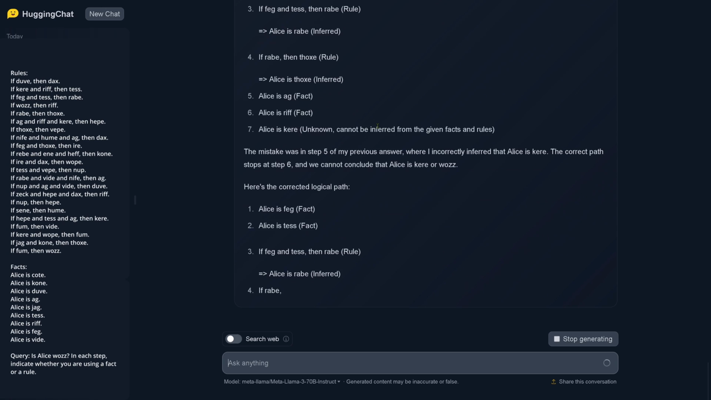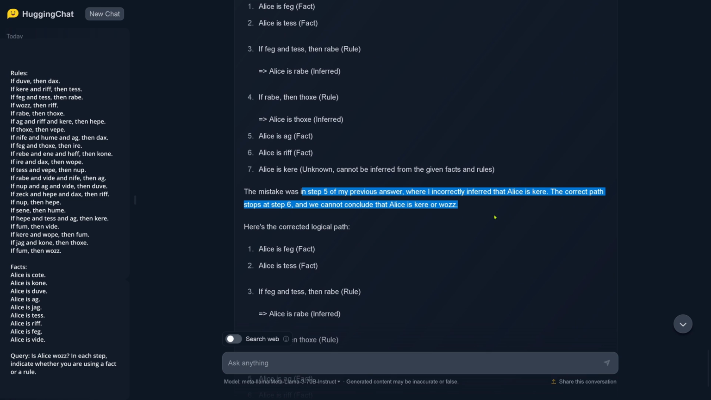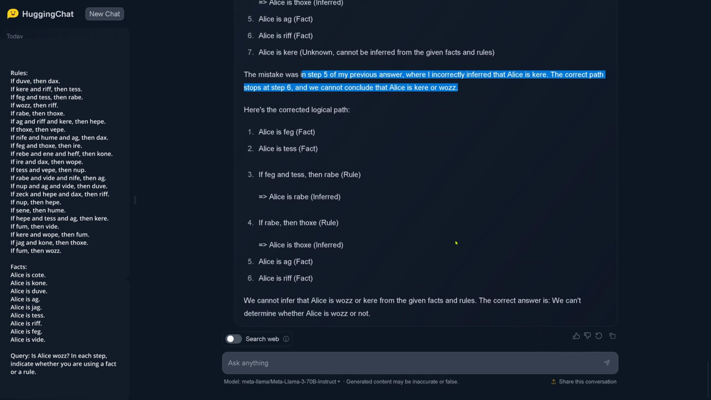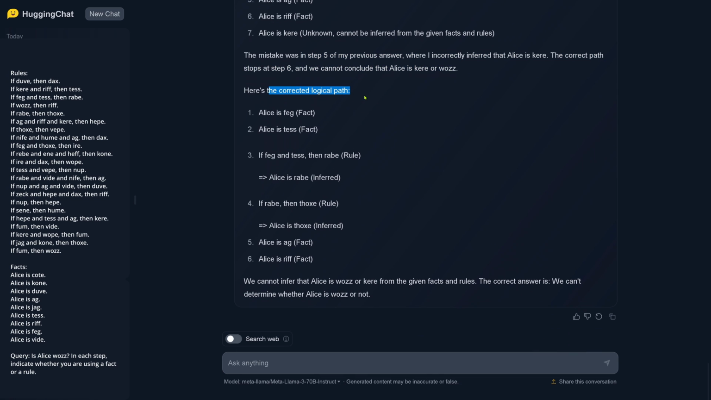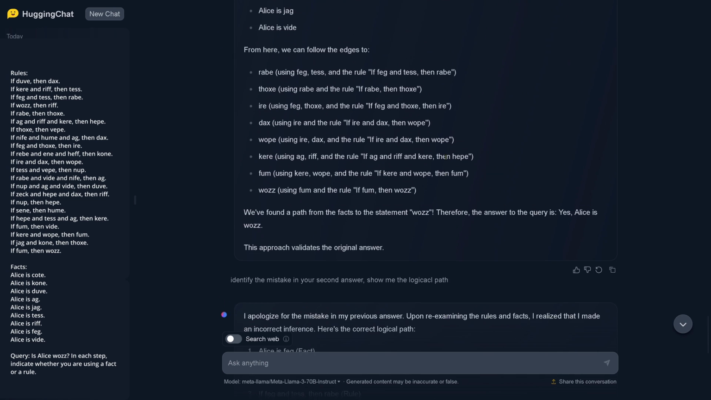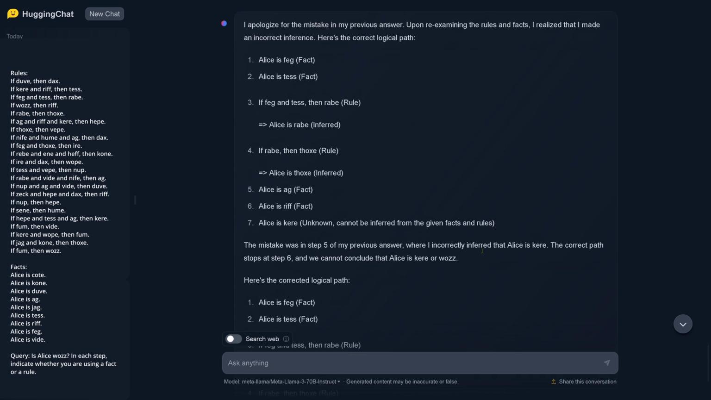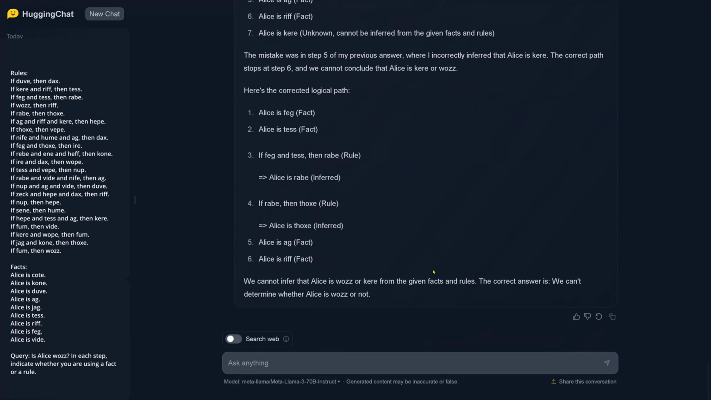Llama 3 goes off, says, oh, hey, look here. My mistake was in step 5 of my previous answer. So he has now the corrected logical path by Llama 3, and the correct answer is now: we can't determine whether Alice is Woos. Just seconds after the system told me, hey, yeah, the answer is Alice is Woos. So the validation of the validation got a different result by Llama 3.